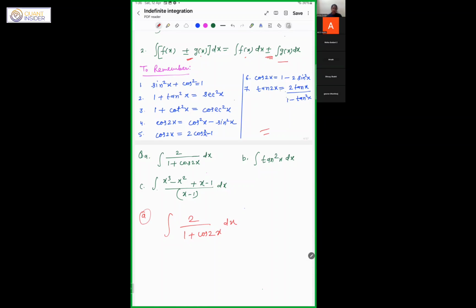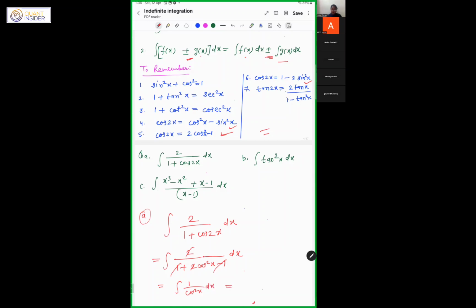So you must know the formula for cos 2x. Okay. I have written three formulas for cos 2x on the previous page. So you have to decide which one to use. You can see that in this example, there is a 1 in the plus, so you must choose the cos 2x formula so that this 1 cancels out. So I'm taking formula number 5 for cos 2x. Okay. So this is equal to the integral of 2 upon 1 plus 2 cos square x minus 1 dx. The 1 cancels out, then the 2 also cancels out. So you are left with 1 upon cos square x dx.